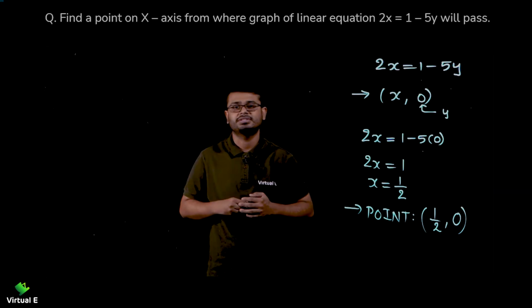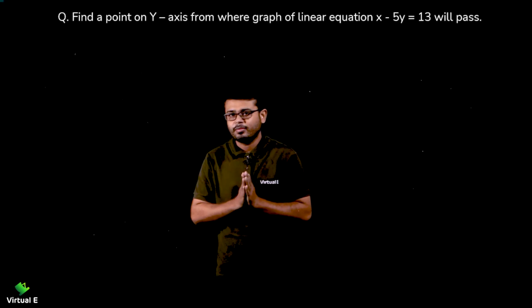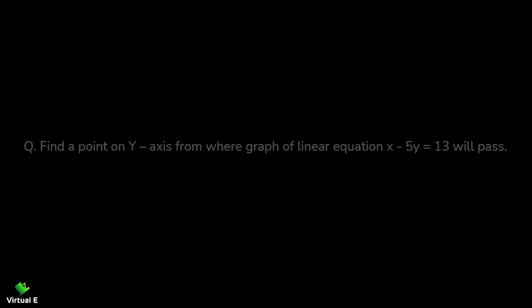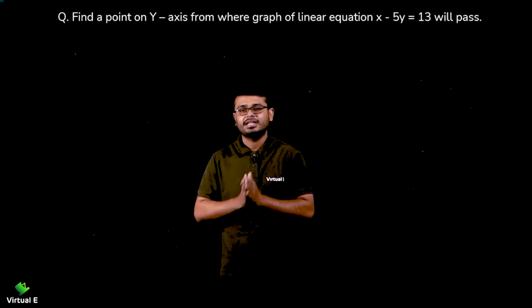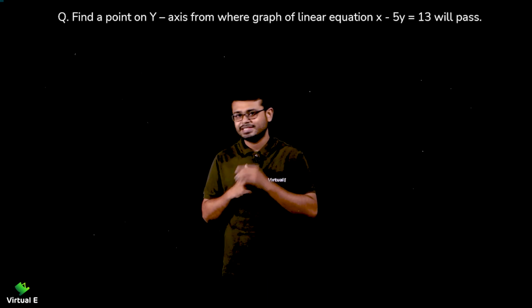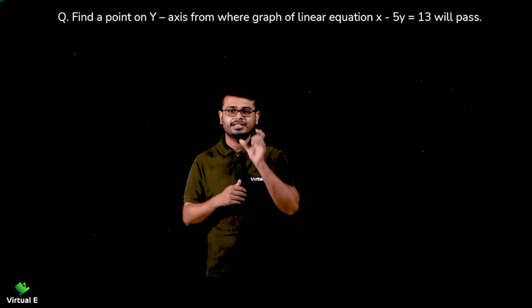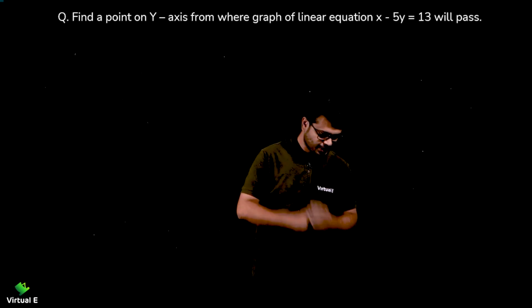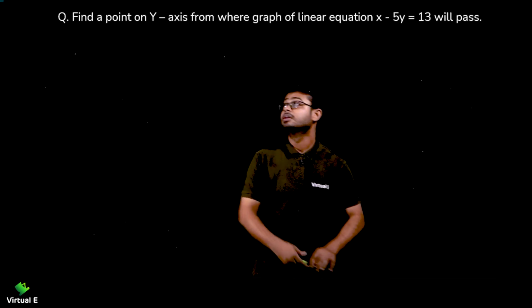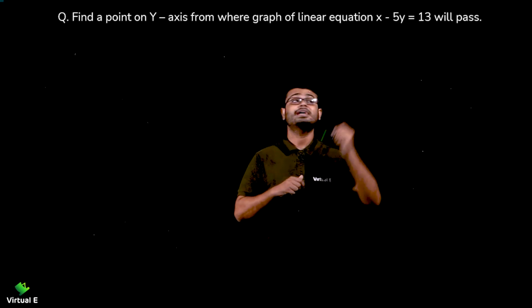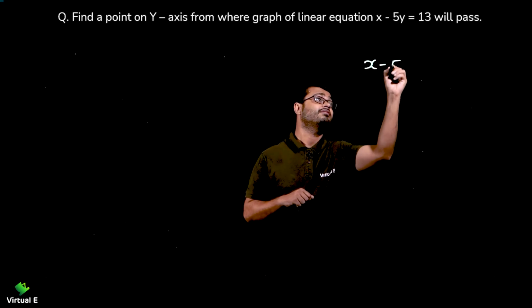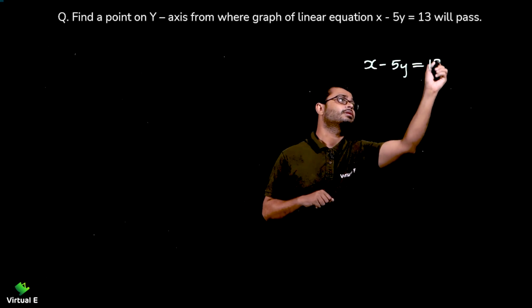Let's do the next question. Let's do one more problem related to the previous case. Find a point on the y-axis from where the graph of the linear equation x - 5y = 13 will pass. Previously we discussed that the graph is going to intersect the x-axis. Now let's talk about the y-axis and where it will intersect, the specific point we want to find. So again, let's start with the equation. We have the equation x - 5y = 13.